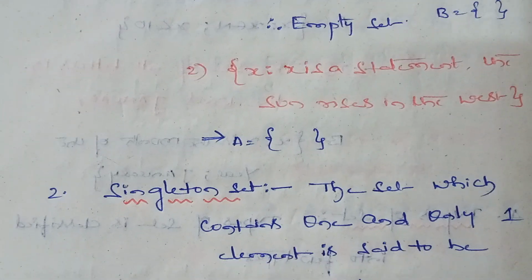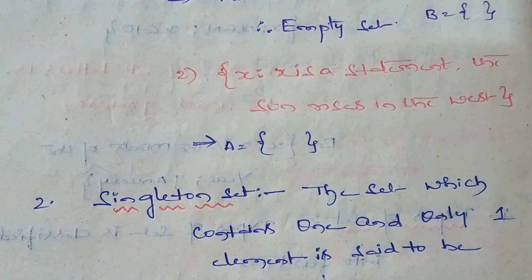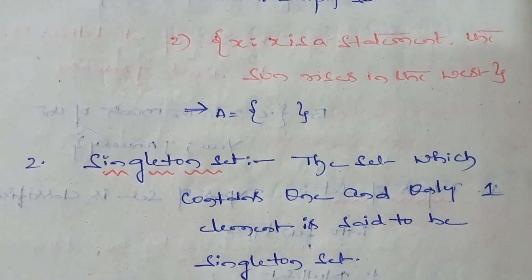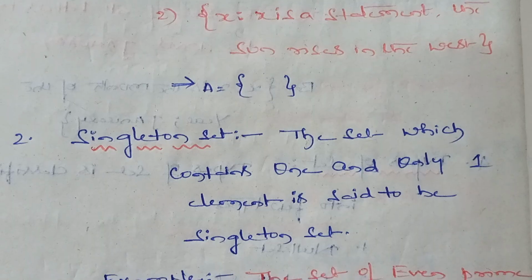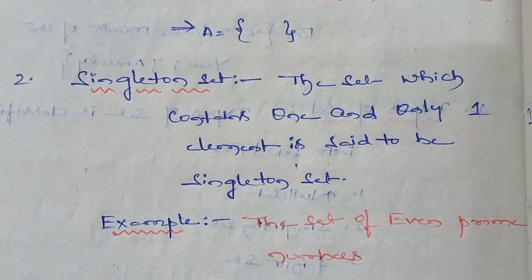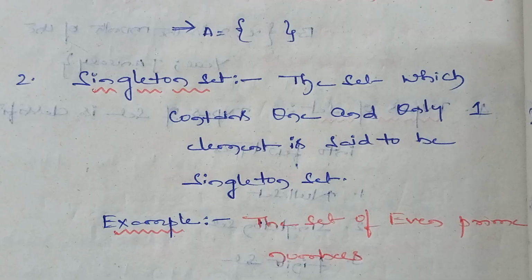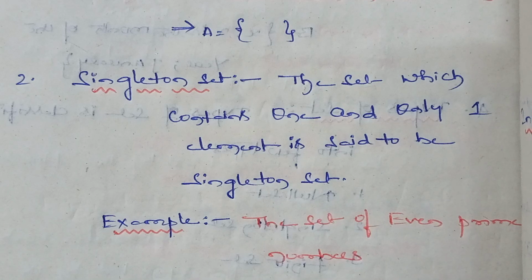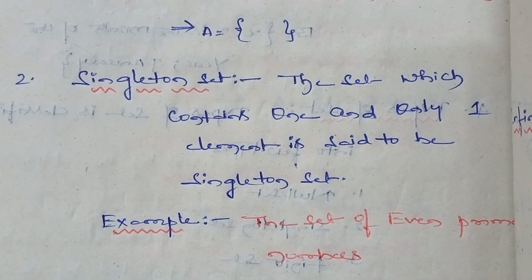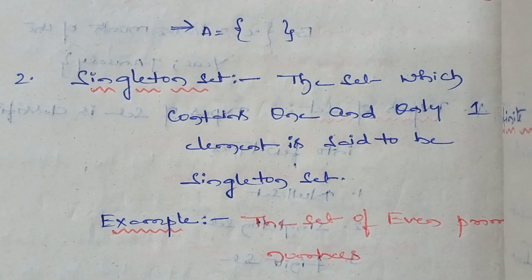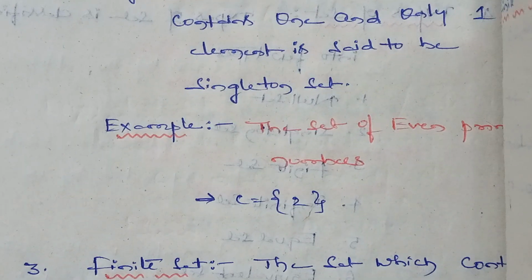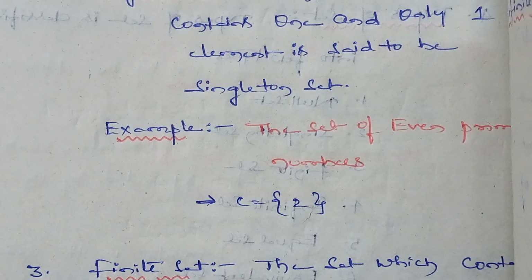Okay, what is a singleton set? The set which contains only one element. The set which contains only one element is called a singleton set. So for example, when we are considering even numbers, we have 2, 4, 6, 8, and so on. When we are considering prime numbers, we have 2, 3, 5, 7, 11, like that. So among those two sets, which is the common element? 2 is common. So 2 is an even number and also a prime number. Therefore it is a singleton set, students.